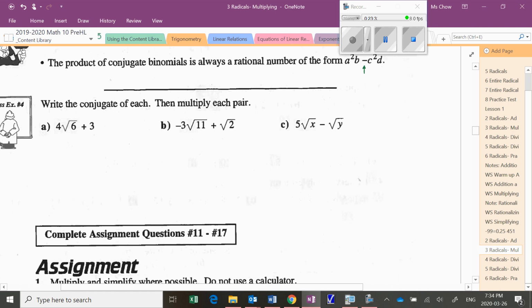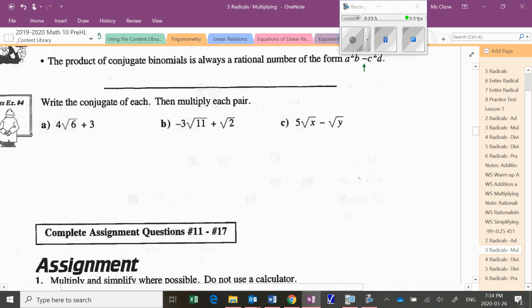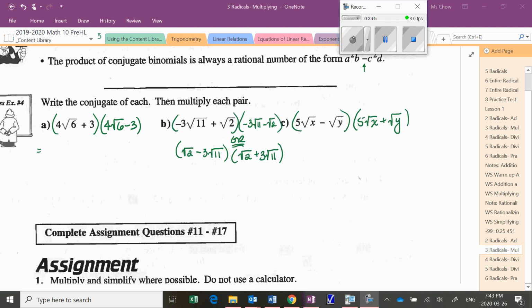Okay, so 4 root 6 plus 3, so the conjugate then would be 4 root 6 minus 3. So just hit pause, write out the conjugates for the other two pairs for B and C, and then we'll go through and multiply those. Okay, so let's take a look. That first one we had 4 root 6 plus 3 times 4 root 6 minus 3.